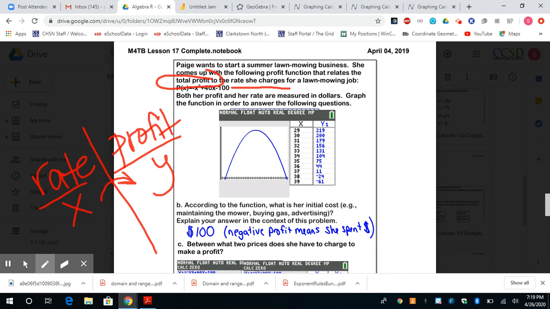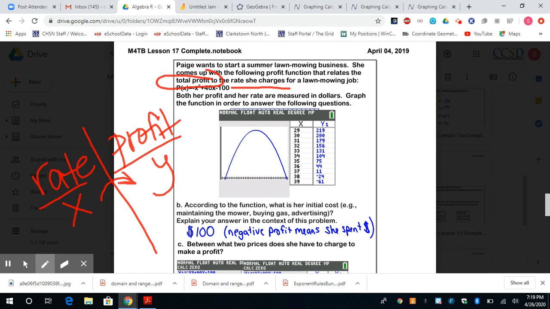Maybe she's in a neighborhood where they can't afford a large rate. They can't afford $40 for a lawn. Maybe that neighborhood would rather pay $20 a lawn. So this is where you have to think, well, if I charge $20 per lawn, maybe I'll make more money because more houses, more families will want to hire me. But if I charge $50 or $60 per lawn, I may not make that much profit, right? Maybe some families don't want to pay me that much money to mow their lawn.